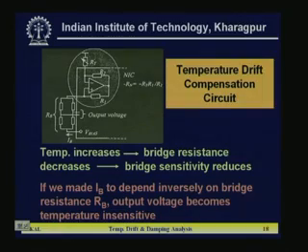Some circuit techniques are shown. Temperature drift compensation circuit. Here you can see the bridge, on the left side R1, R2, R3, this is the total bridge, and if you connect the bridge with a circuit like that, this will give you, to some extent, temperature drift compensation. If temperature increases, bridge resistance will decrease and sensitivity will reduce, but if we make IB, the bias current, depend inversely on bridge resistance RB, the output voltage becomes temperature insensitive.